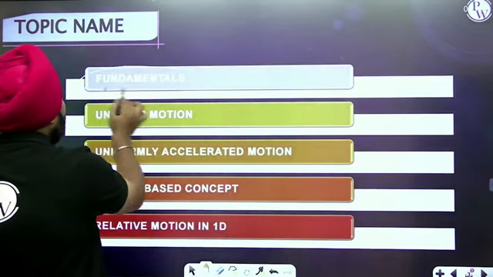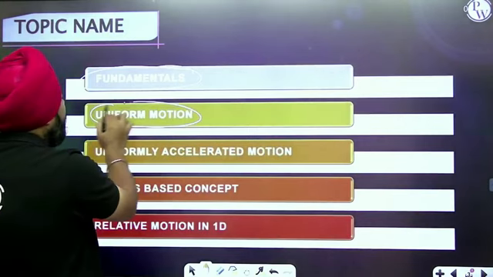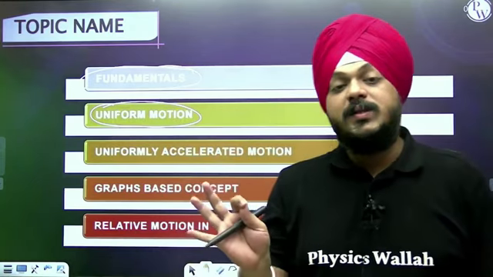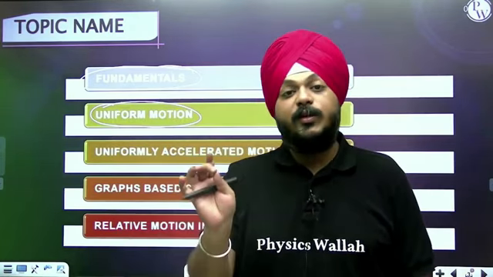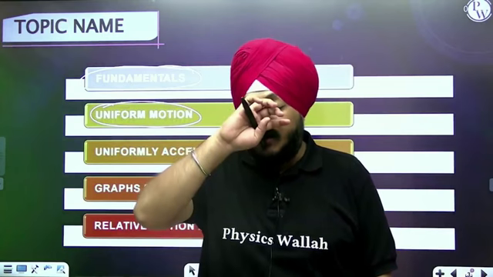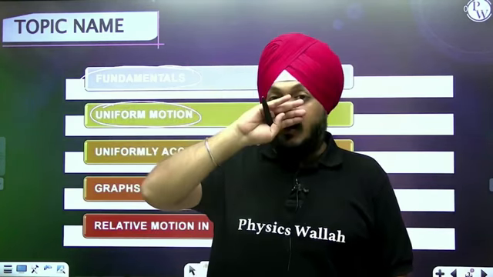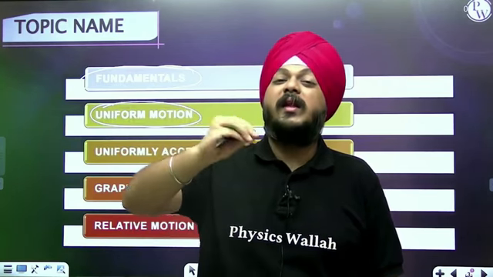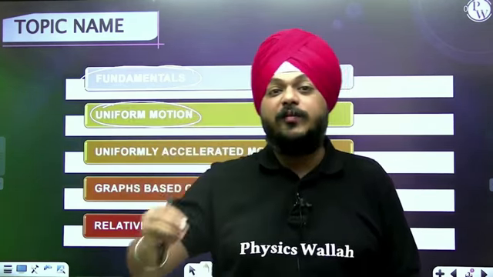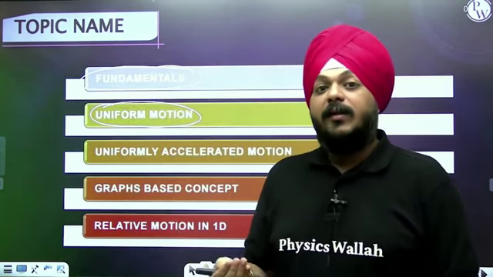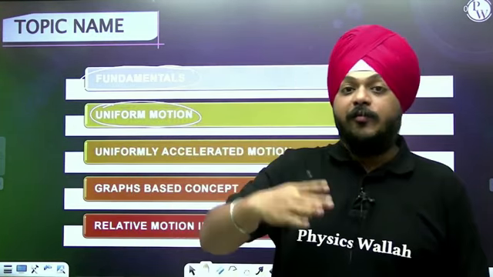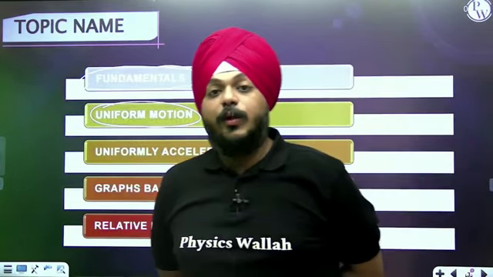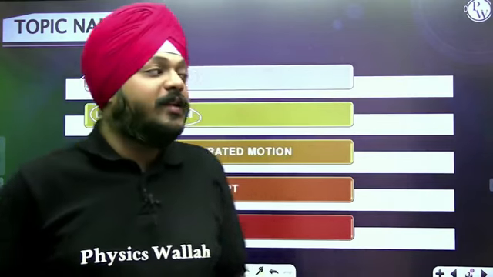The fundamentals part. See, basically this whole chapter is entirely about three kinds of motion. First one is uniform motion. Second, that is uniformly accelerated motion. And lastly, it is non-uniform motion, but there are only the least cases of non-uniform motion. And apart from that, one concept that is common in 1D and 2D, that is relative motion. Okay, so this thing we are going to see in today's lecture.